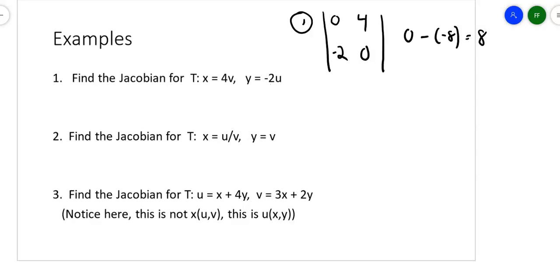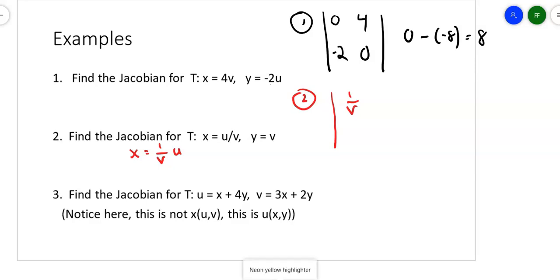All right, look at the second one. The second one says x is equal to u over v, and y is equal to v. So I can write my x as 1 over v times u. When I go to set this up, the partial derivative of x with respect to u is just this quote-unquote constant that's in front of it. If I'm deriving with respect to u, that v is just treated as a constant, so I get 1 over v. So sometimes my Jacobian will have variables in it.